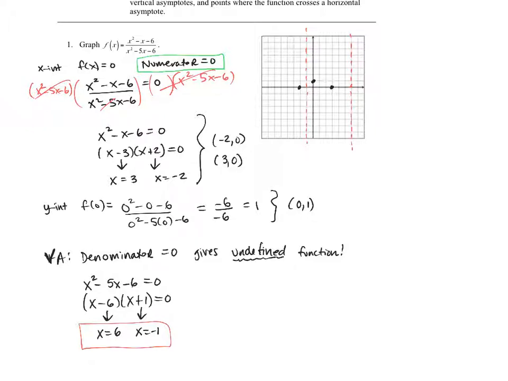So once we've found those, now I can say what my domain is. I can go from negative infinity up to that first asymptote, can't touch it, and then I go from there to the second asymptote, and then I go everything beyond that next asymptote of 6. So there's our domain.